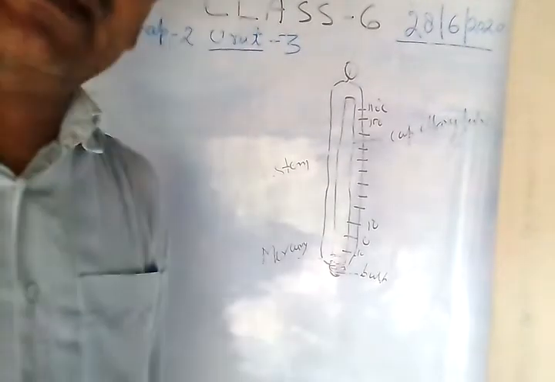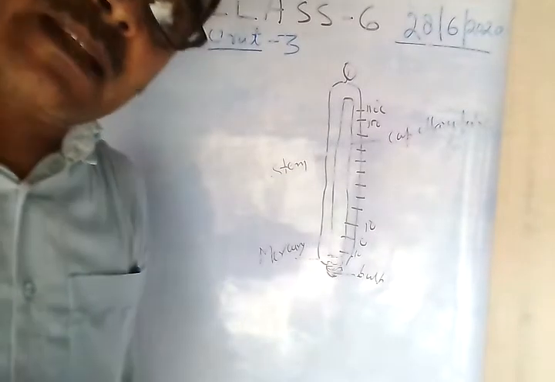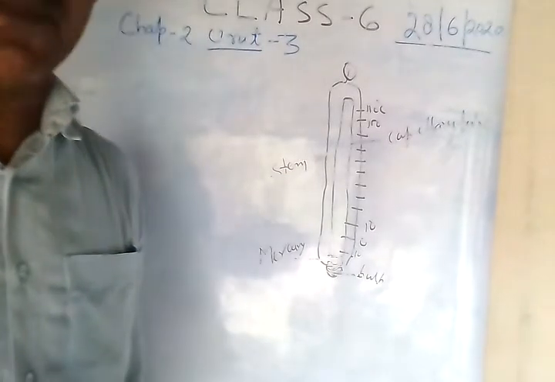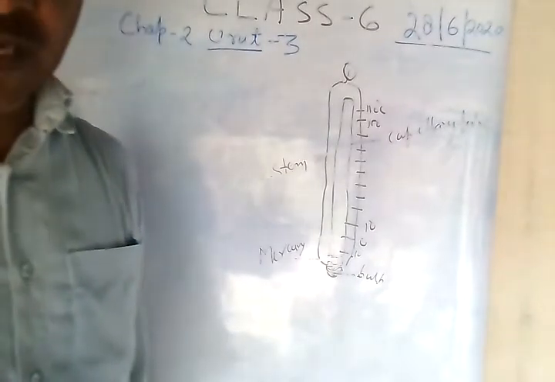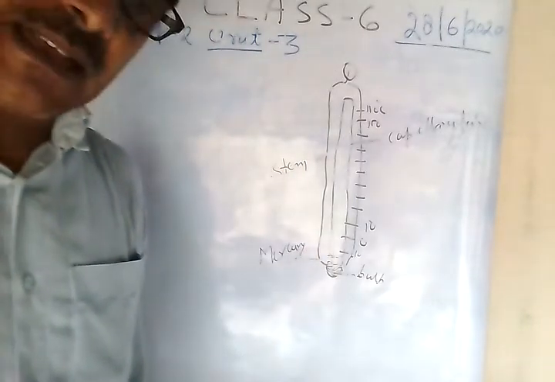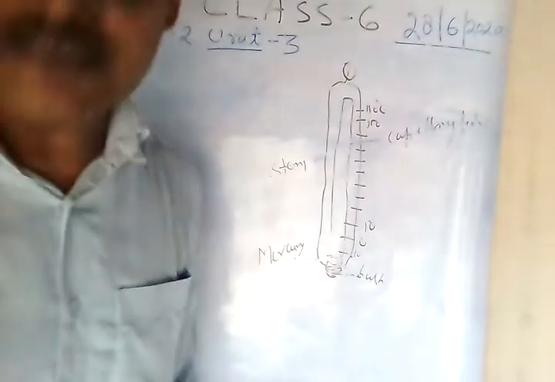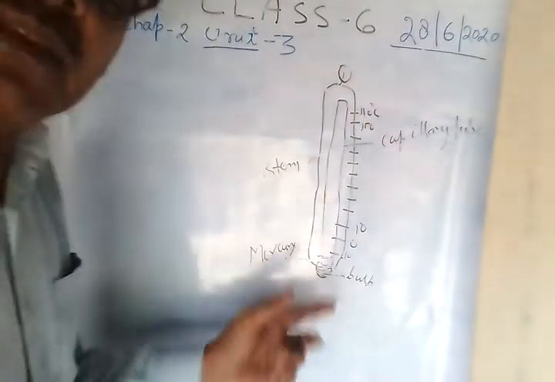The SI unit of temperature is the Kelvin, and temperature is measured by a thermometer. A device used for measuring the temperature of an object is called a thermometer. And this is the construction of a simple thermometer.